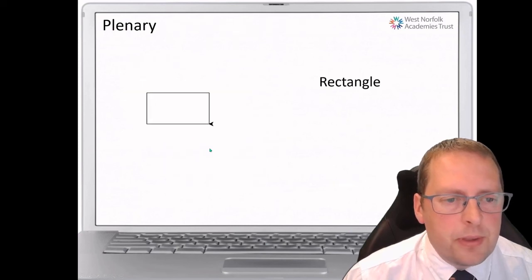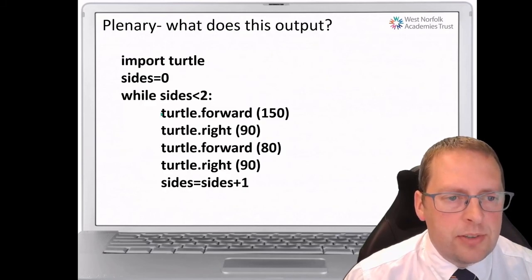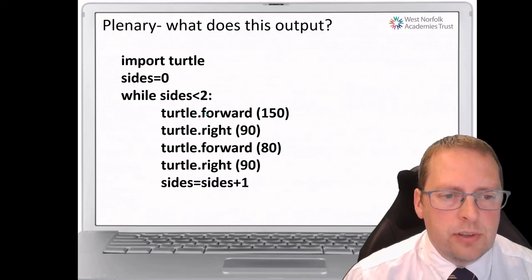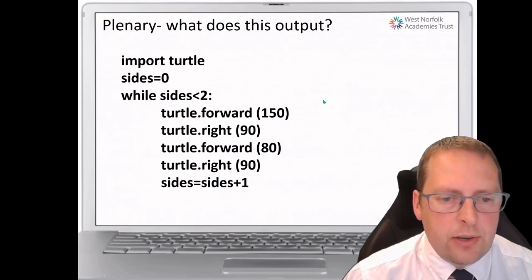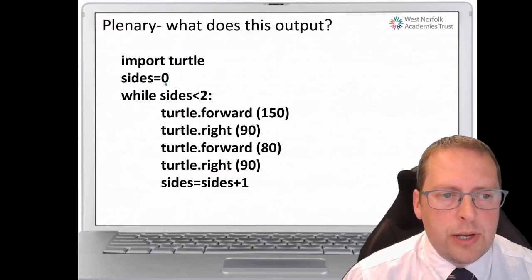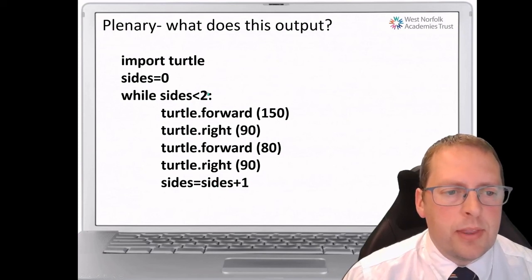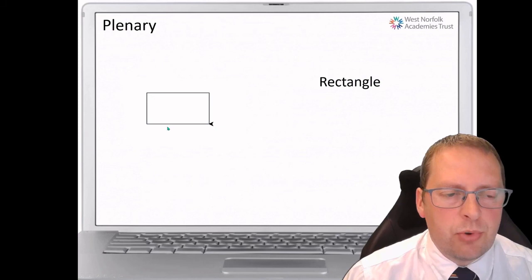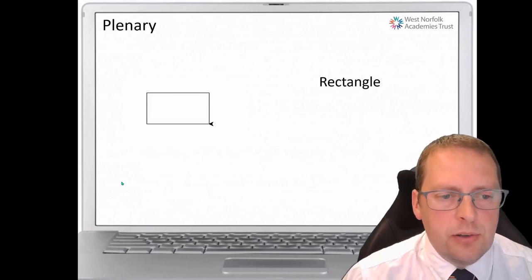So it should have drawn a rectangle. So we drew this bit, and it was repeated twice. We go back into the code, while sides is less than 2. So it does the forward 150, turns round right, forward 80. So that's the top bit of the rectangle and the right hand side, and then turns round, and then sides equals sides plus 1. So our sides is now 1, which is still less than 2, so therefore it repeats it, and that will then draw forward, turn right and forward. So now sides equals sides plus 1, so 1 plus 1 is 2, and therefore it will not repeat again. So that's why we're able to draw the rectangle with less instructions. So we're being more efficient in our coding using iteration.